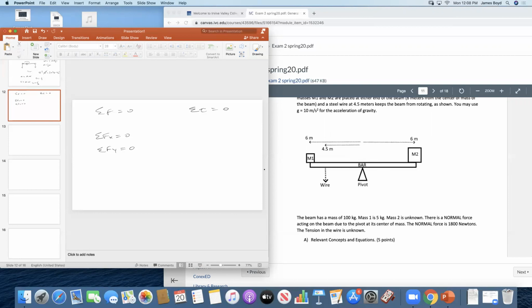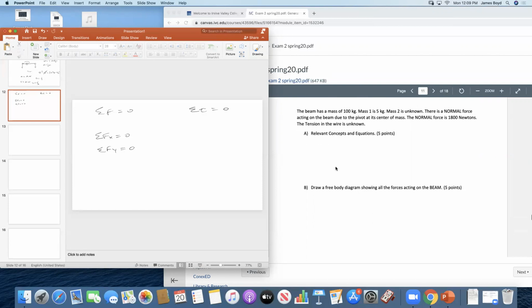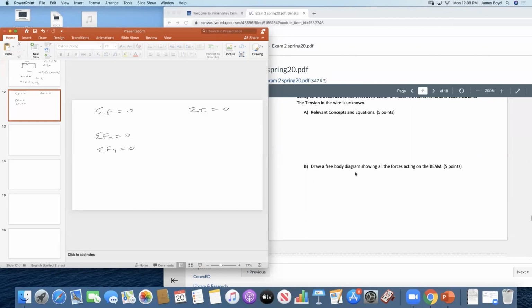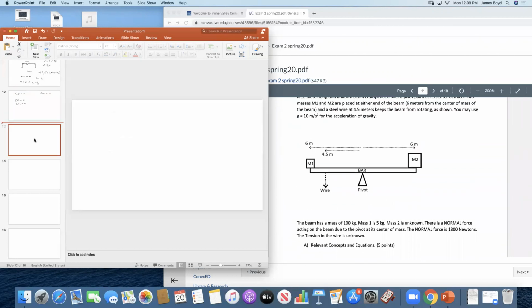So if you go through relevant concepts, these are the relevant concepts. Torque is R F sine of the angle. I don't know what else. So let's draw a free body diagram showing all the forces on the bar. And here you don't pick an axis, you just write the forces.